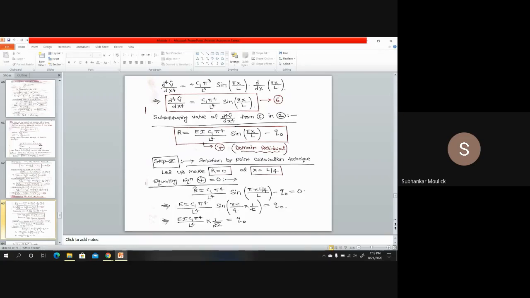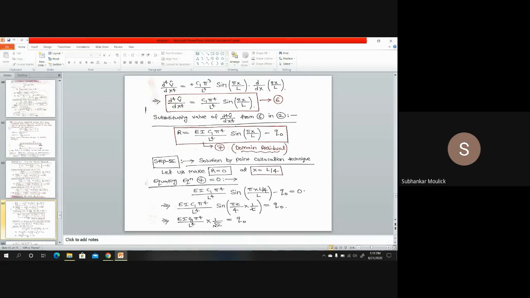So my residual is equal to 0. That means E into I C1 pi to the power 4 upon L to the power 4 into sine of pi x by L. In place of x, I will write L by 4. So sine of pi into L by 4 by L, minus q naught, is equal to 0, because this is the statement of the point collocation method. Now L gets cancelled. Sine pi by 4 is sine 45 degree, which is 1 by root 2.